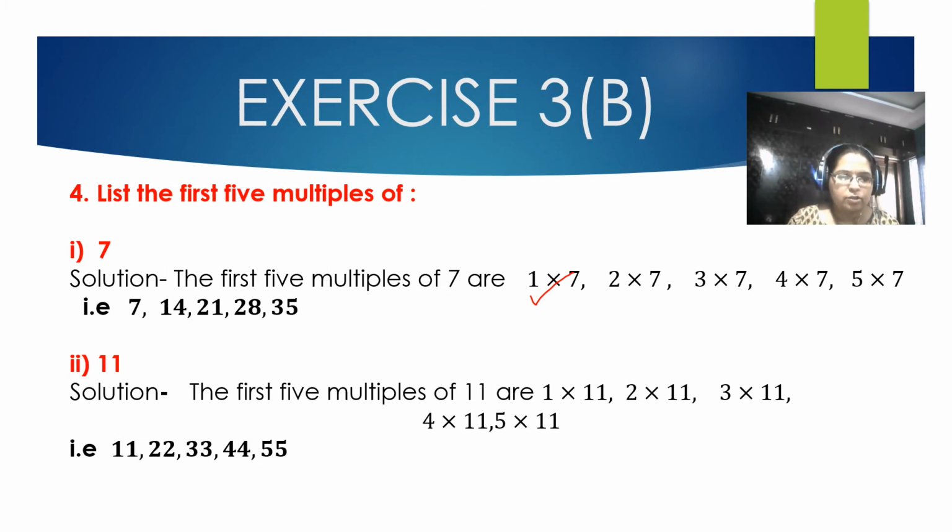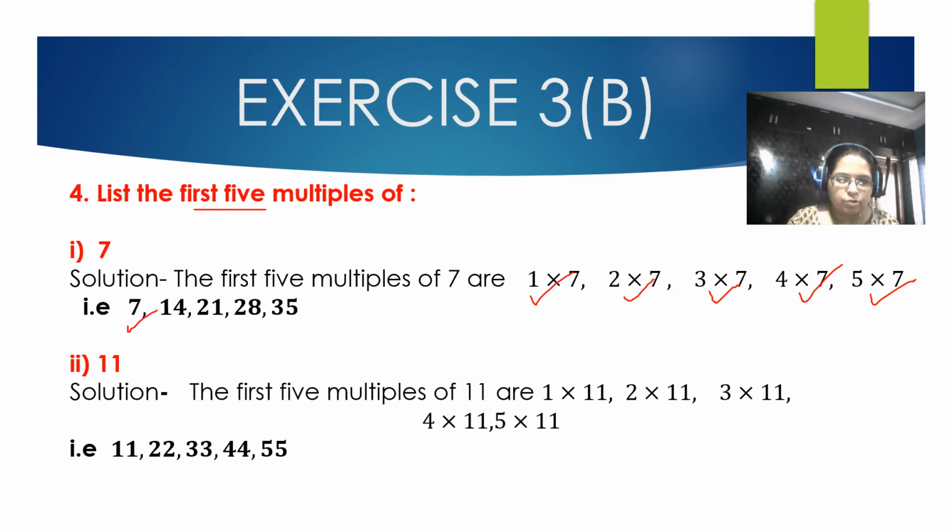So here the first 5 multiples of number 7 are 1 multiplied with 7, 2 multiplied with 7, 3 multiplied with 7, 4 multiplied with 7, 5 multiplied with 7. As we have to find the first 5 multiples, we have to multiply 7 with numbers 1, 2, 3, 4, 5. So 1 multiplied with 7 is 7.